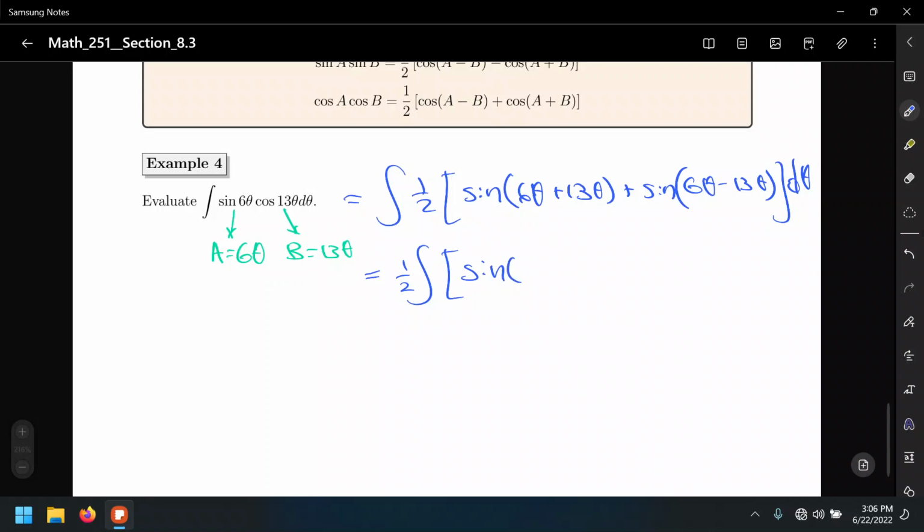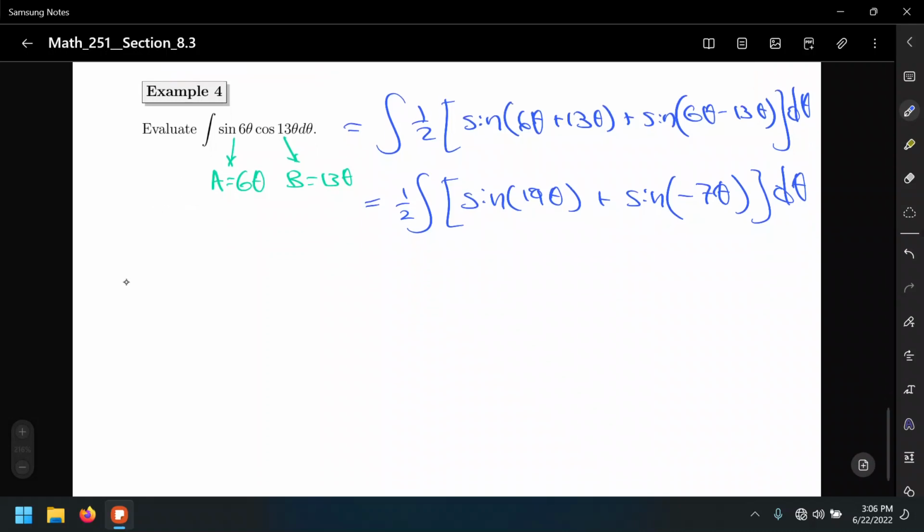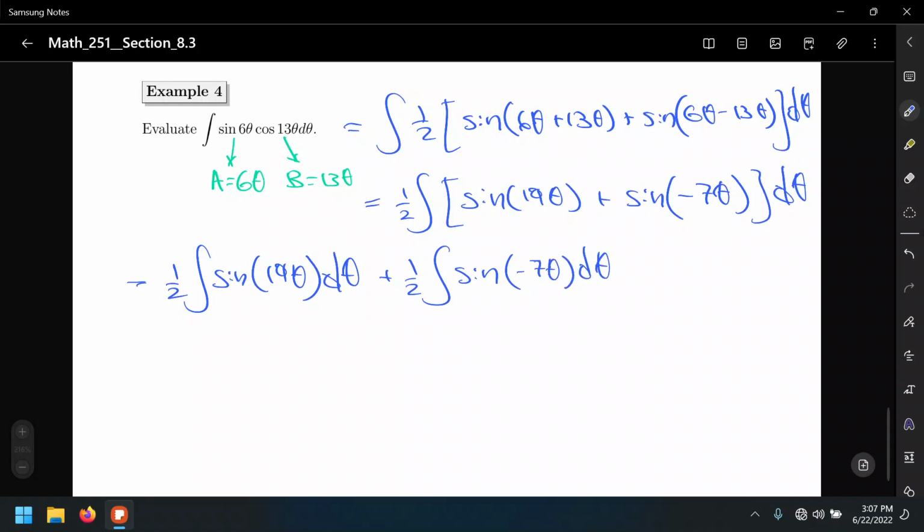That sine of 6 plus 13, is that a 19? Plus sine of 6 minus 13, is that a negative 7? Negative 7θ, dθ. Alright. You could do these 2 integrals. Okay, let me split them. That's 1/2 the integral of sine 19θ dθ plus 1/2 the integral of sine negative 7θ dθ. Yes, I mean, you can do this integral with a negative angle.